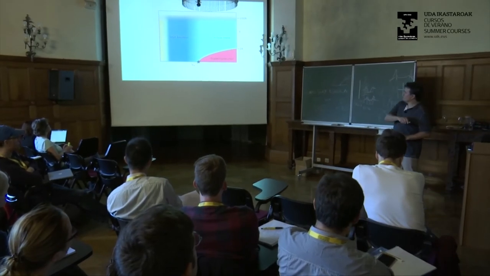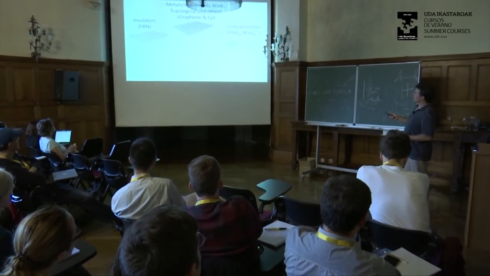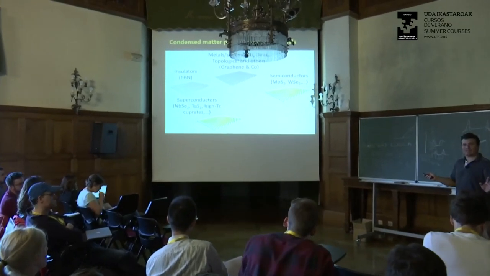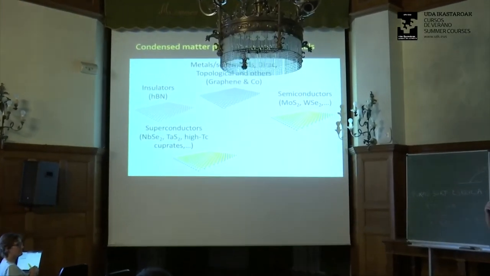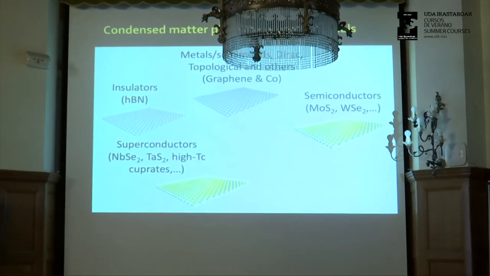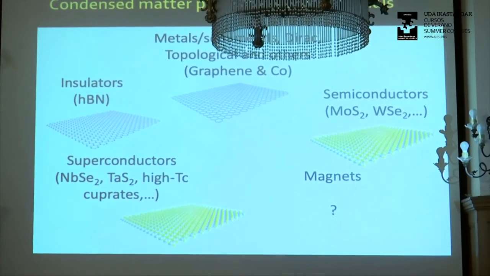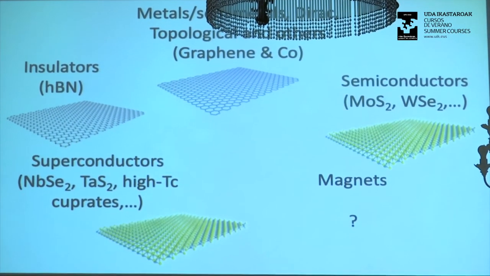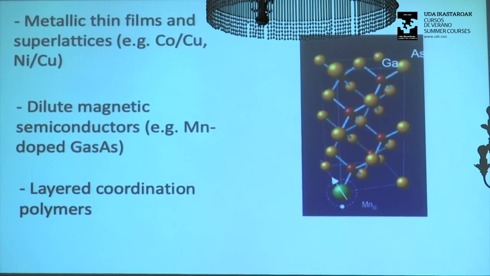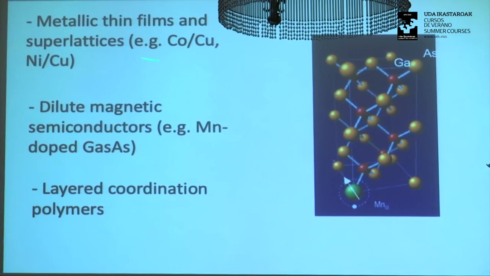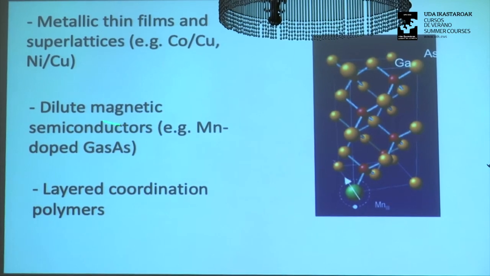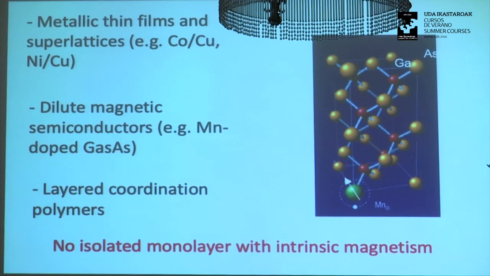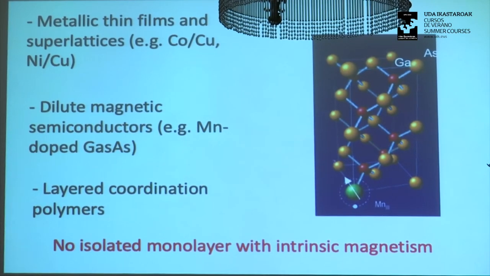Okay, so let me go to this. We're having a lot of fun with 2D materials, and up until a couple of years ago, there was a big obvious hole in the condensed matter behavior of 2D crystalline materials, which is, where are the magnets? We have almost all the behaviors in 2D materials. What about magnets? Now, this is not to say that two-dimensional magnetism didn't exist. It has a long history in metallic thin films and superlattices, in dilute magnetic semiconductors, in polymers. But there was no isolated monolayer crystalline material with intrinsic magnetism that you could hang in your kitchen or something like that.